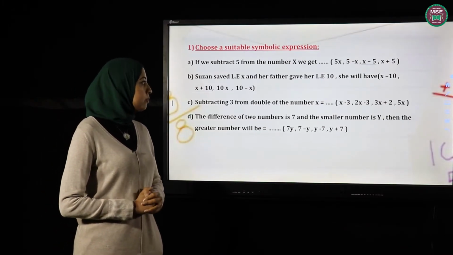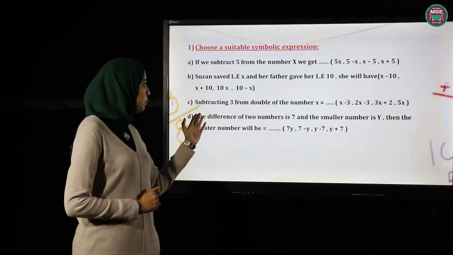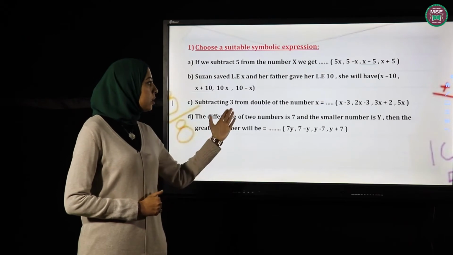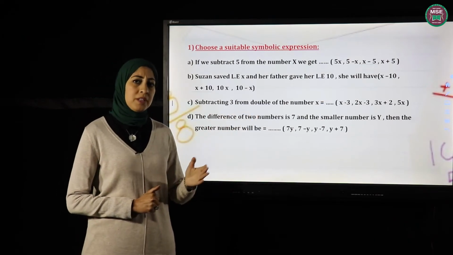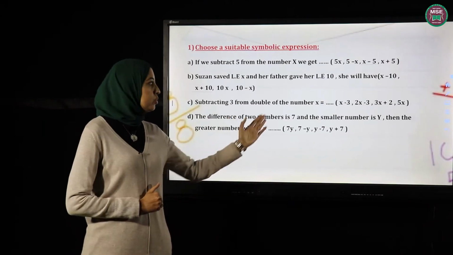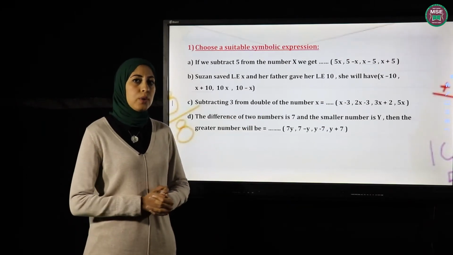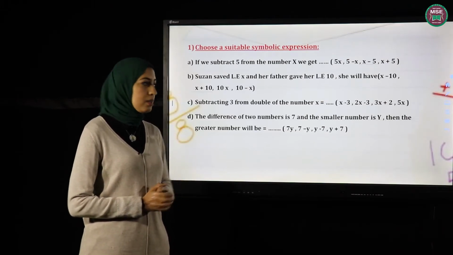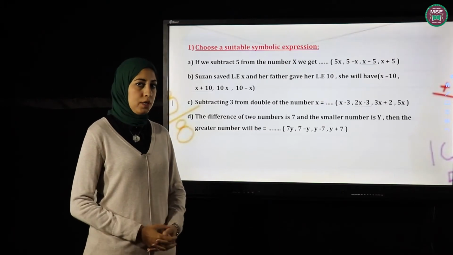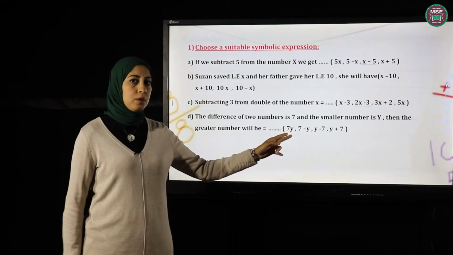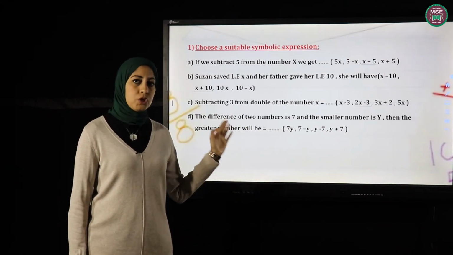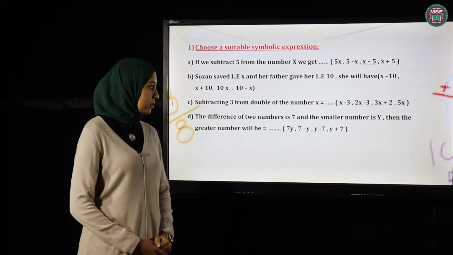Subtracting 3 from double of the number x. Subtracting means minus. I will subtract 3 from what? Double of the number x. What's meant by double the number? Double the number means 2 times the number. 2 times x, or I can write it 2x. I will subtract from it 3. So the answer will be 2x minus 3. There is a hidden sign between 2 and x, which is times. Double x means 2 times x or 2x.